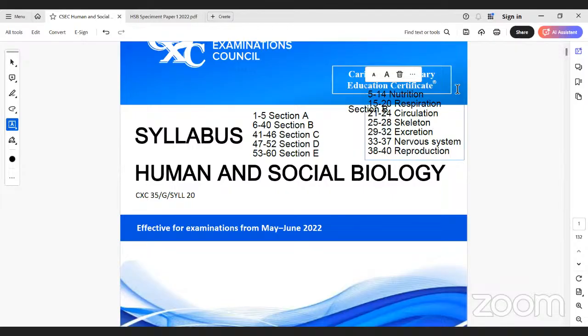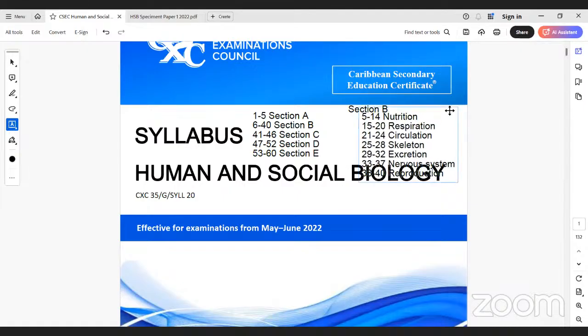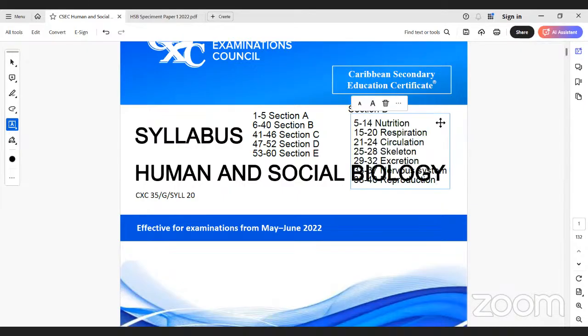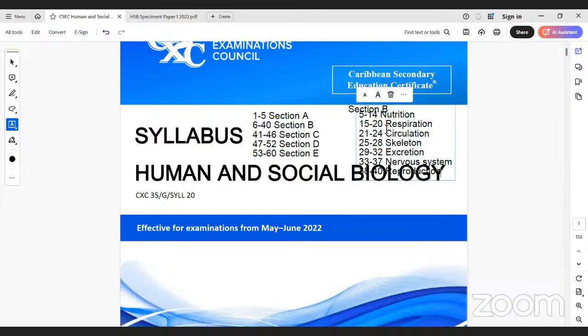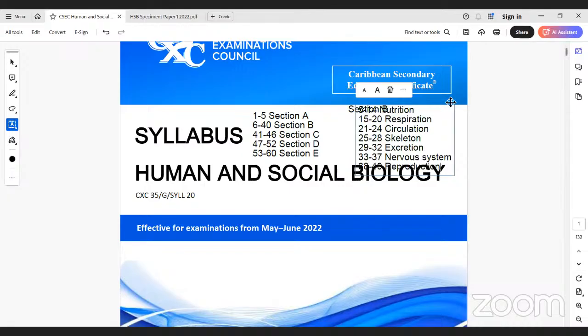So this is how Section B is coming. This is basically a good gauge in numbers to know that, hey, nutrition has nearly 10 questions, right? Respiration, they bring about 5 questions. Circulation, about 5. Skeletal, going to be just 1 or 2 or 3 questions. Nervous system, then reproduction. And these are about 35 questions in your paper.